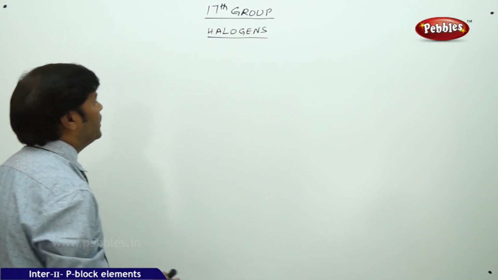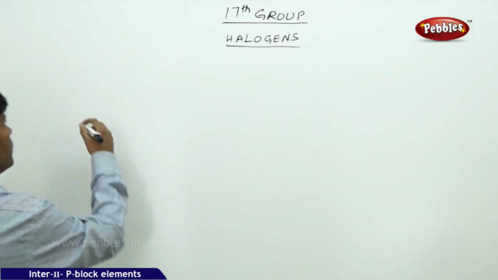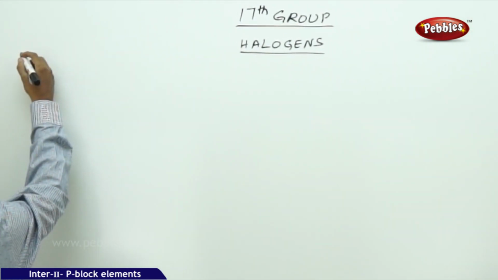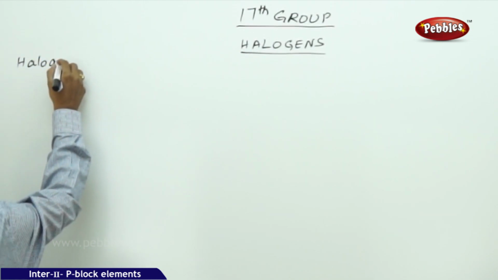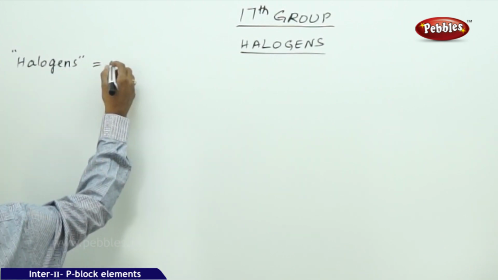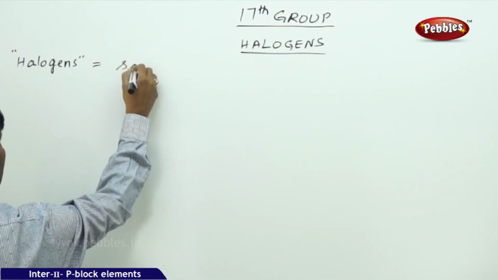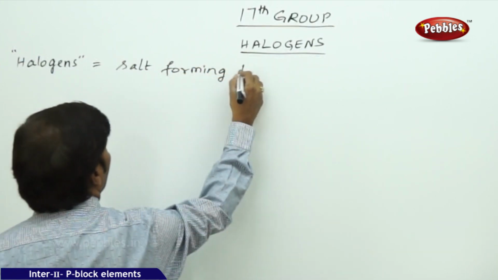So the next part of the chapter is group 17, the halogens. Why are they called halogens? They are called halogens because the word halo means salt forming nature. They have a salt forming tendency.